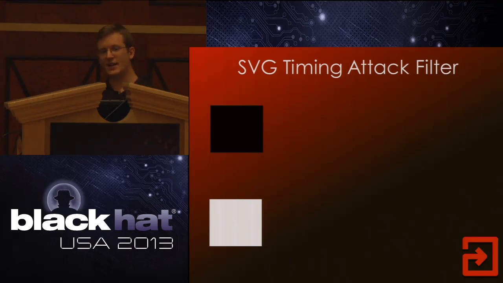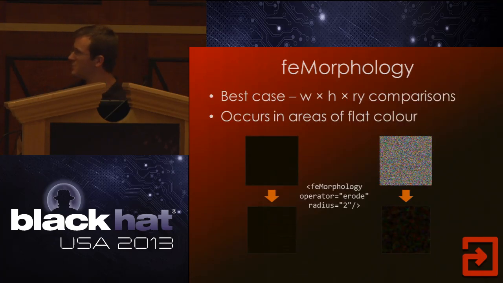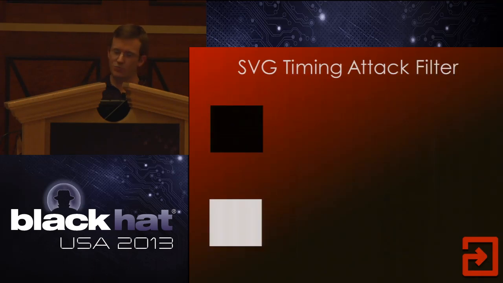Okay, so how can we use this fact? How can we use this filter to do a timing attack? Because the thing is, what use is having a black and a noisy image? When's that actually going to occur in the real world? But we can use more SVG filters to do something interesting.